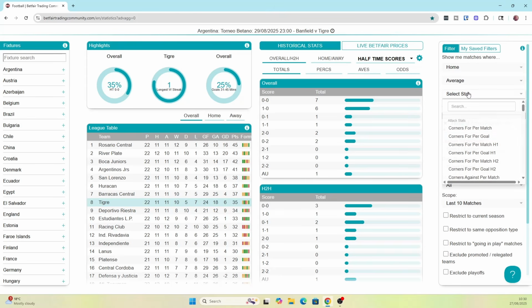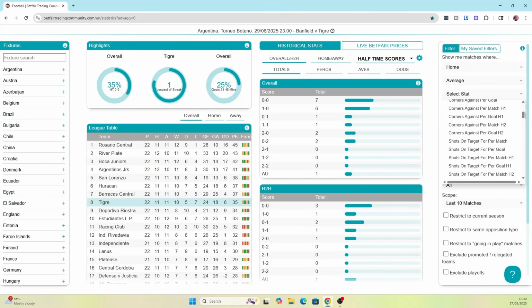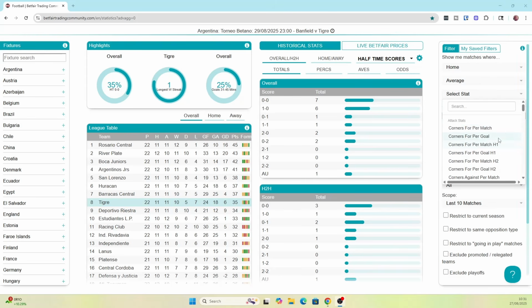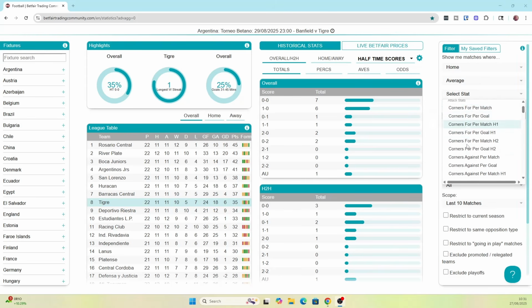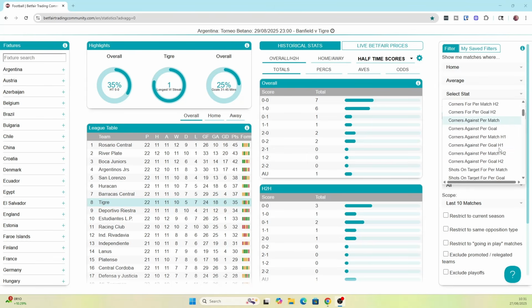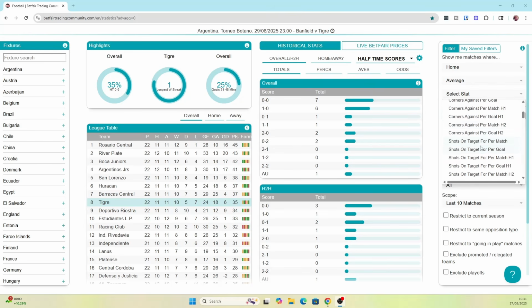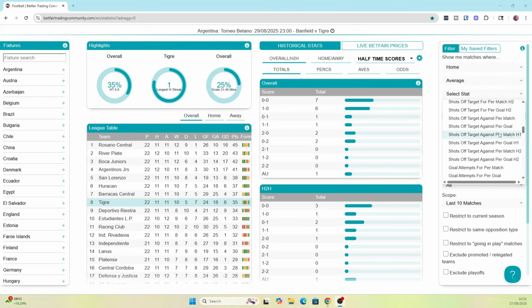Average, again, a similar kind of thing. I'll try and find some different ones for this as well. What's interesting here is that you can get things like corners per match, half one. What's the average corners against per goal? How many corners before a goal is scored? Shots on target per goal. Things like this, okay? I think some of this stuff that's different with the average, like these, is a little bit more complex. Probably not what you're going to start with straight away, but definitely interesting.